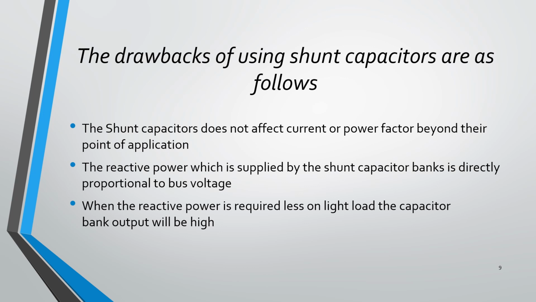The reactive power which is supplied by the shunt capacitor or the synchronous condenser banks is directly proportional to the bus voltage, obviously because they are connected in parallel. So whatever voltage is in parallel, obviously the same voltage will appear across them. So this can be a drawback.